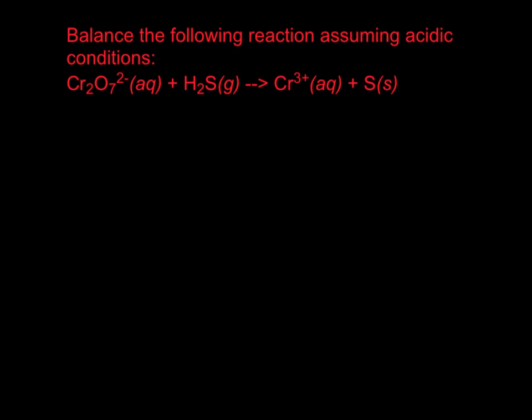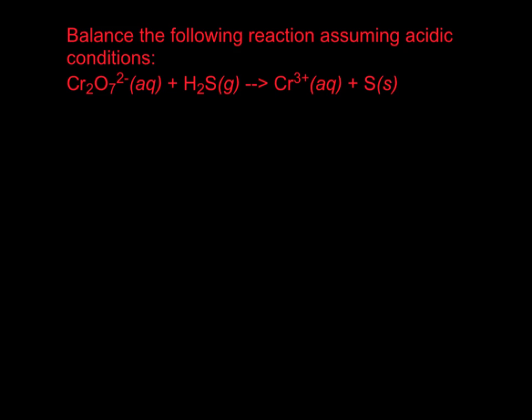I wanted to give you guys an example of balancing a redox reaction in acidic conditions. So here's a reaction where we have dichromate reacting with hydrogen sulfide to form chromium 3+ in solution and solid sulfur. The reason why you'd want to understand a reaction like this is sometimes you want to synthesize something that's already in another compound. So if you oxidize the sulfur to solid sulfur, you can synthesize pure sulfur.